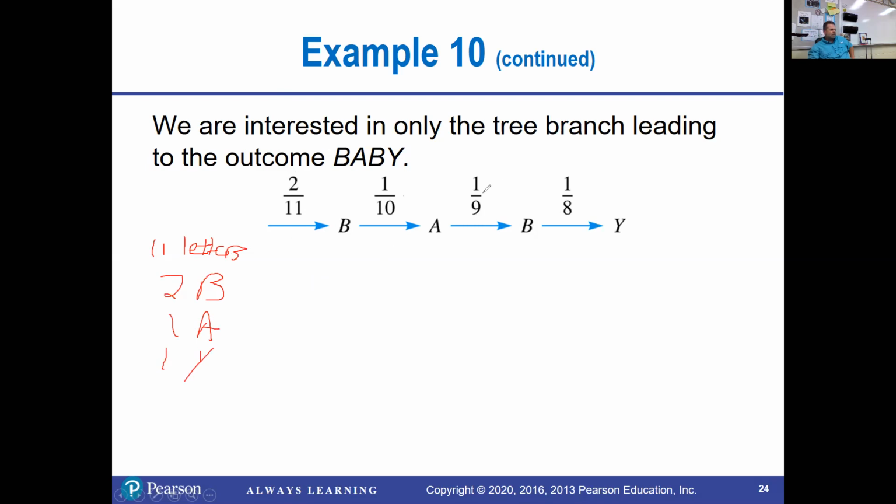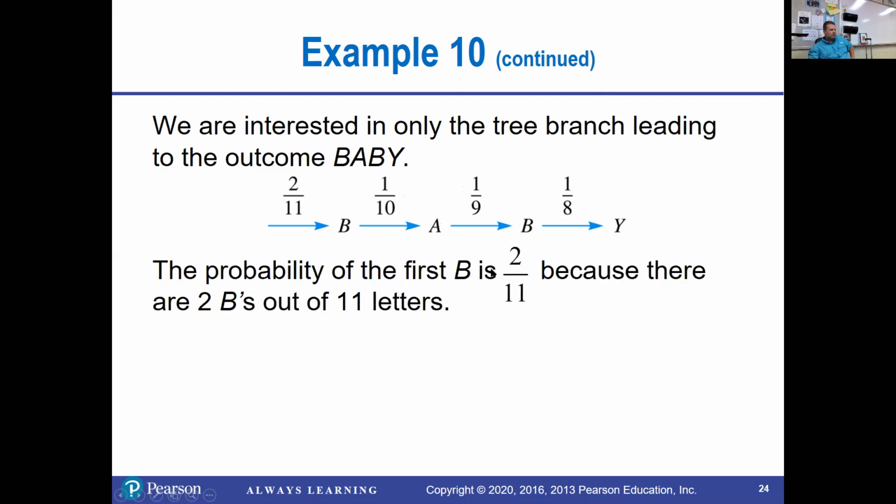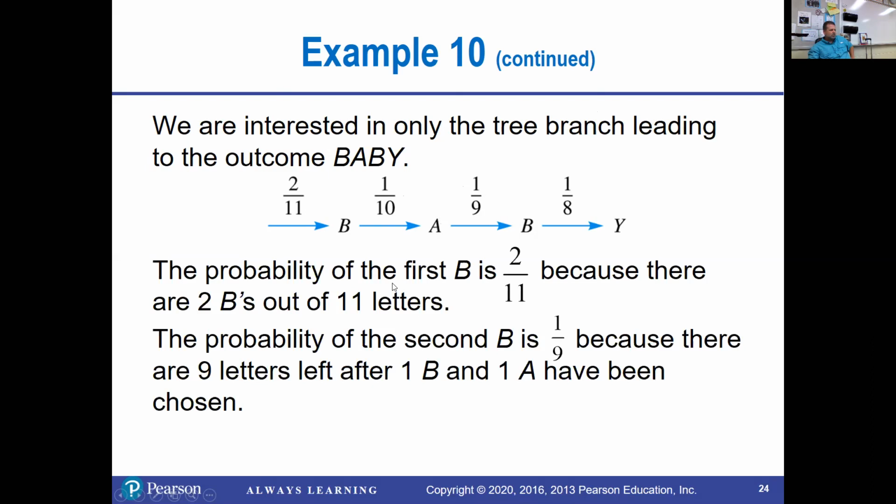Okay? Now, if I wanted to spell something else that had 2 A's in it, I wouldn't be able to do it because I only have 1, unless we do it with replacement. Okay? So the probability of the first is 2 11ths because there are 2 B's and so forth. Okay? So I kind of discussed all of this already on why that works.